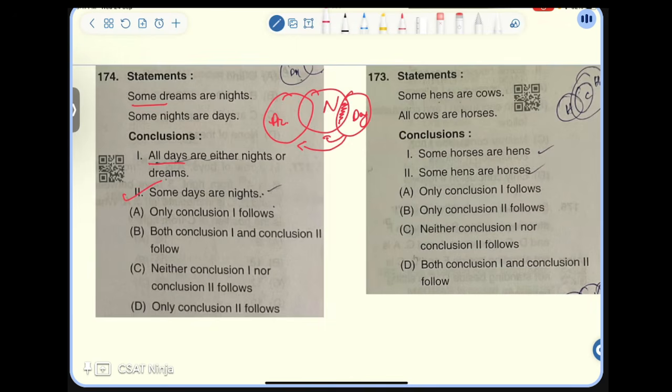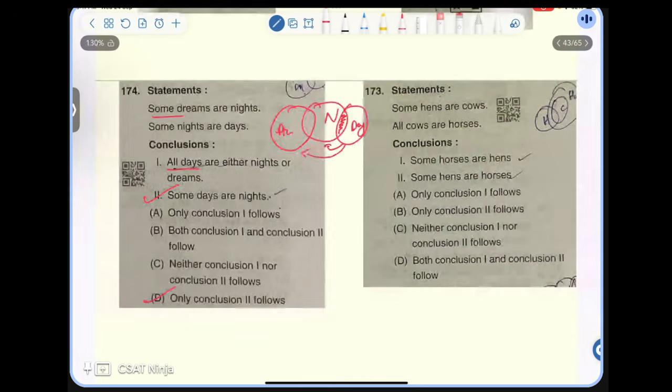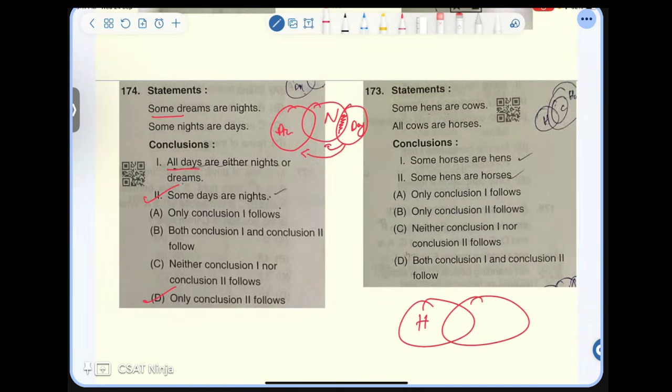So which means this will follow. Only conclusion 2 will follow, yes, which is this one. What about this? Some hens are cows. All cows are horses. That means cows shall come under horses. This is hens, okay.